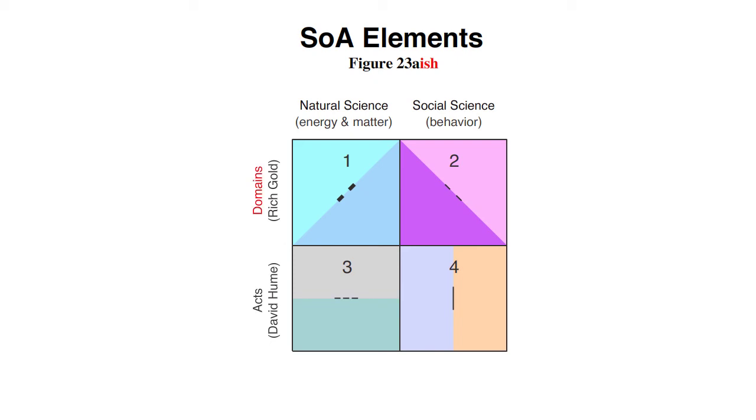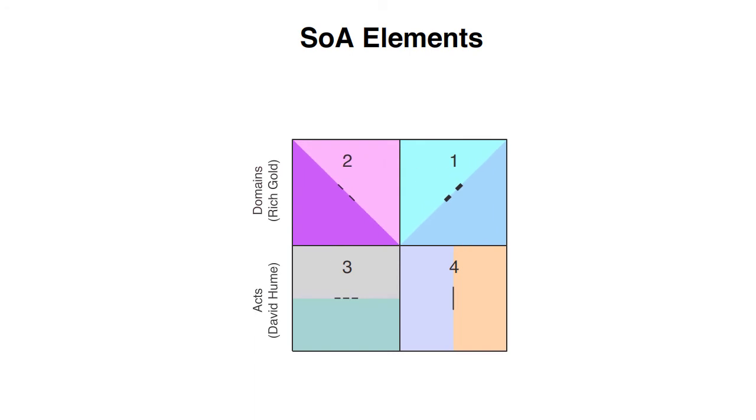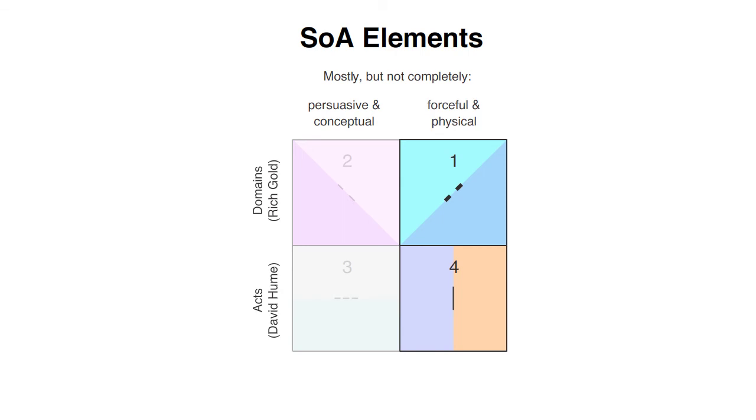These domains and their columns are the subject of natural science and social science. But if we rearrange the domains, the columns don't match the domains of science as much. The rearranged columns are mostly, but not completely, representative of the labels identifying commonality in Figure 23b-ish. Elements 2 and 3 have persuasive and conceptual nature in common. Elements 1 and 4 have forceful and physical nature in common.